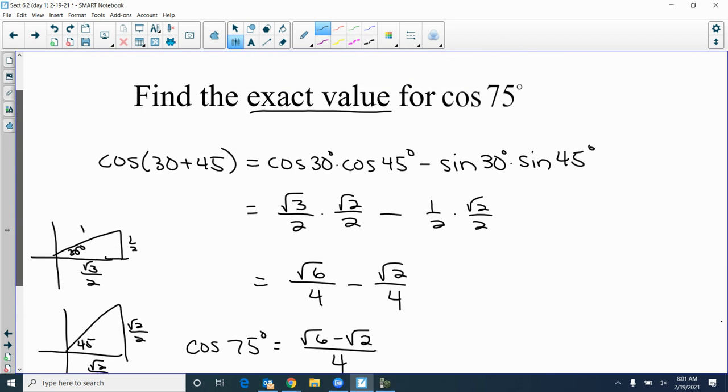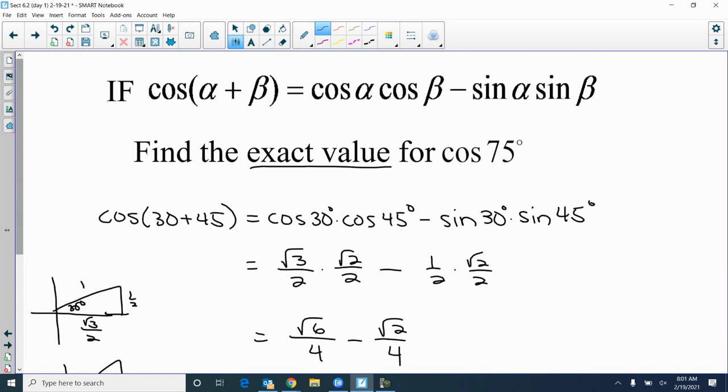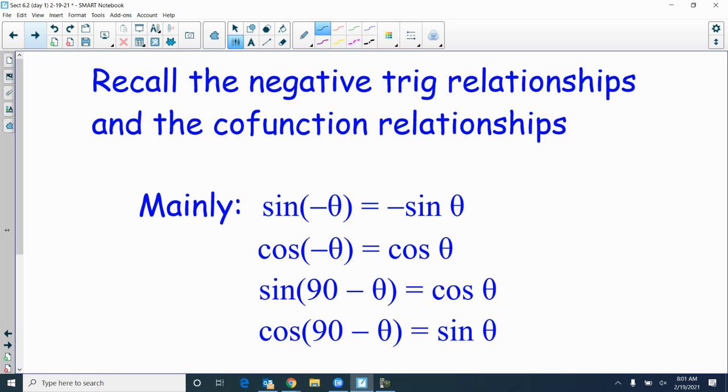Now, I know, Eddie, you're asking, how did I know that formula? You're probably like, where'd that come from? Since you asked, or since you thought about it, we'll go over it. In order to go over it, you've got to remember a couple things. Sine is an odd function, so sine of negative theta equals negative sine theta. Cosine is an even function. Cosine of a negative angle equals cosine of theta. And then our cofunction relationships: sine of 90 minus theta equals cosine theta, and cosine of 90 minus theta equals sine theta.